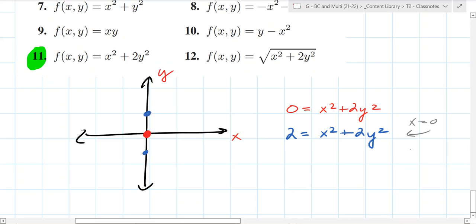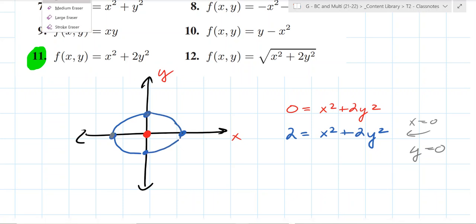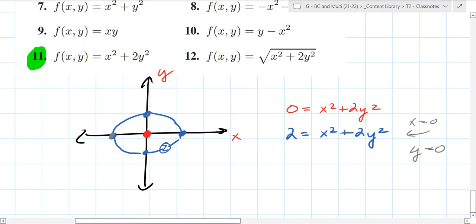What happens when y is equal to 0? Plus or minus root 2. All you need to know is whether root 2 is bigger or less than 1. Bigger. So this will be a little bit further out. So what shape is this? Is this an ellipse? Yes. And what's the output for this one? 2. It's an ellipse like that.